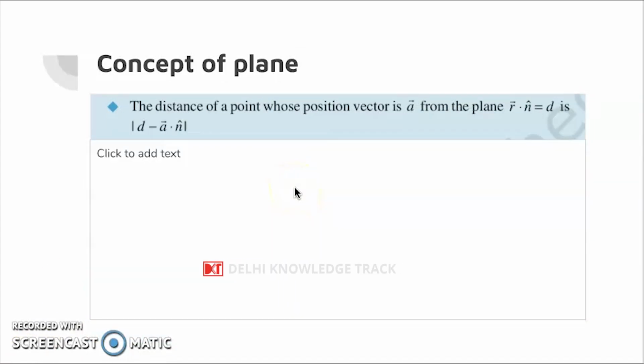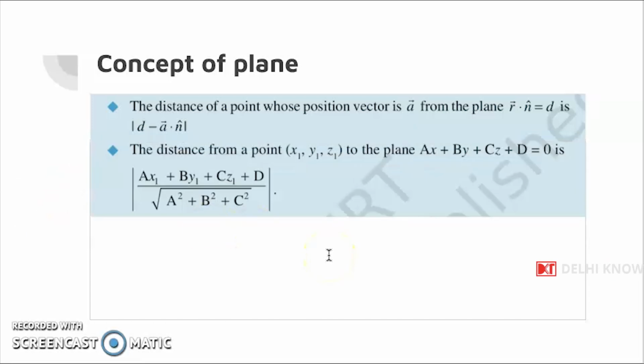Okay, so the last concept of the plane is the distance of a point whose position vector is a from the plane r·n = d, which is modulus of (d minus the dot product of vector a with normal vector n) divided by the magnitude of n. The distance from a point (x1, y1, z1) to the plane ax + by + cz + d = 0 is given by modulus of (ax1 + by1 + cz1 + d) divided by the square root of a² + b² + c². With this last concept, we are done with all the concepts of 3D geometry.